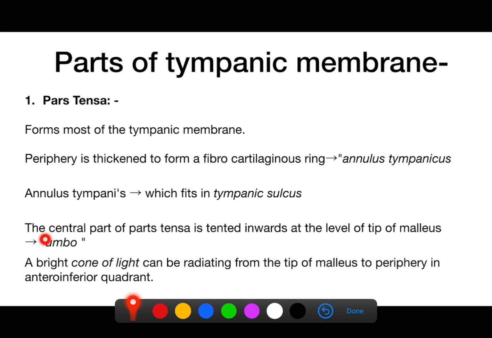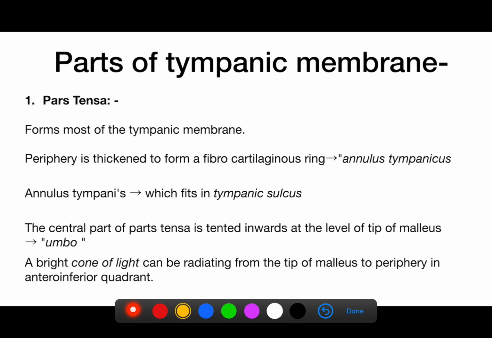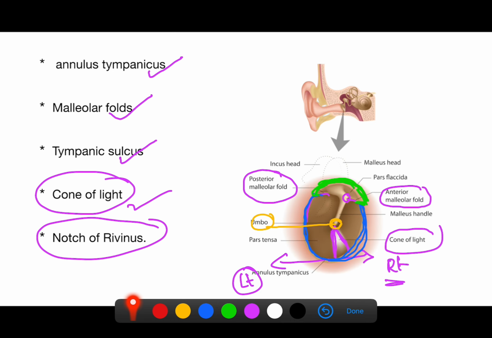Umbo is the part where the handle of the malleus makes a concavity here. This is called the umbo. The central part of the pars tensa is dented inwards at the level of the tip of the malleus, called the umbo. The bright cone of light radiates from the tip of the malleus to the periphery in the anterior inferior quadrant. This tympanic membrane is divided into four quadrants.